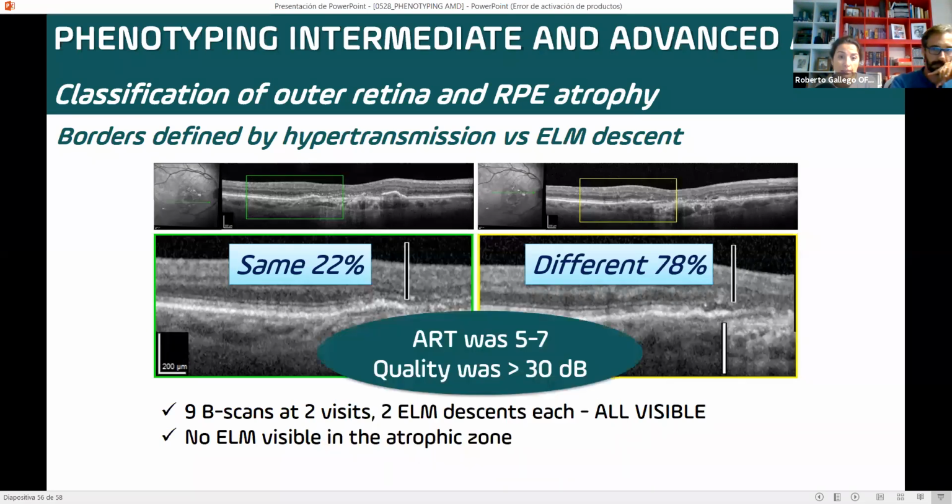So depending on what we are seeing, we are measuring one thing or the other. And also what I was mentioning, the quality we need: we were using, for example, Spectralis here, but with other devices it will be the same. We need good quality scans to really achieve the visualization of this margin.